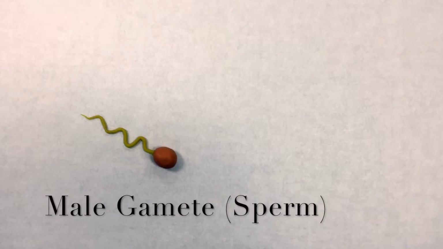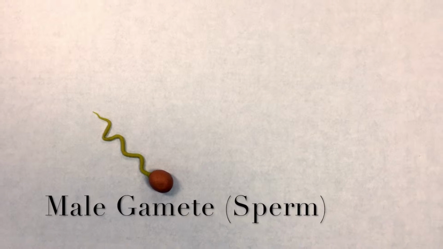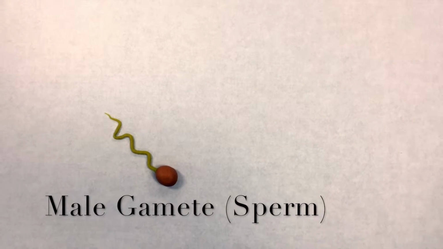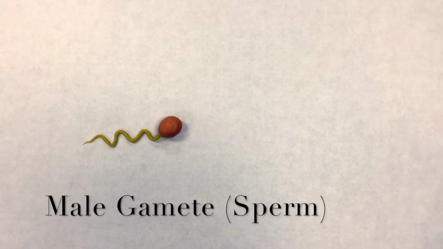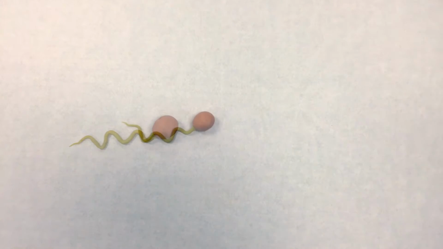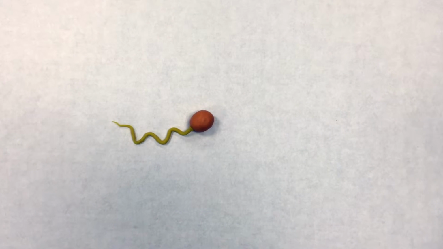Welcome to Modeling Embryonic Development, starring Typical Frog Family. We will be following frog development from fertilization to gastrulation. Here we have a lone sperm searching for an egg to fertilize.